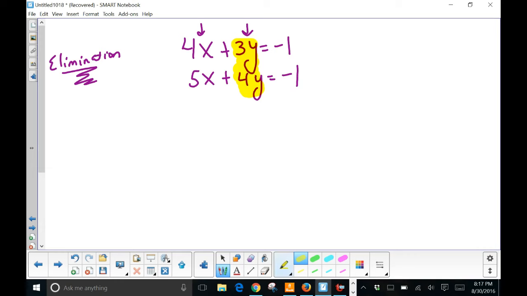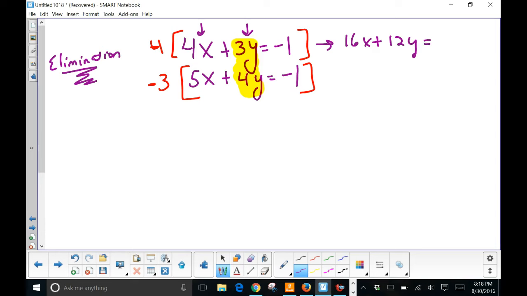So I think to myself, what do 3y and 4y go into? Well, obviously it's 12y. So I want to take the entire top equation and multiply it by 4, and the entire bottom equation and multiply it by 3. However, if I distribute each of those, I would have two 12y's, one on the top and one on the bottom, and they wouldn't cancel. So I'm going to multiply the bottom by negative 3. The result is the following: 16x plus 12y equals negative 4. Negative 15x plus negative 12y equals 3.